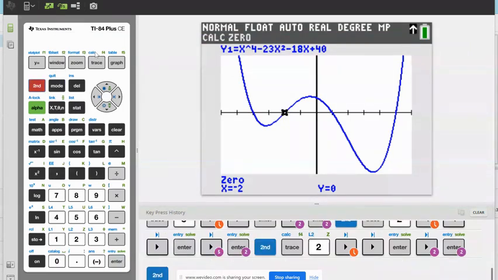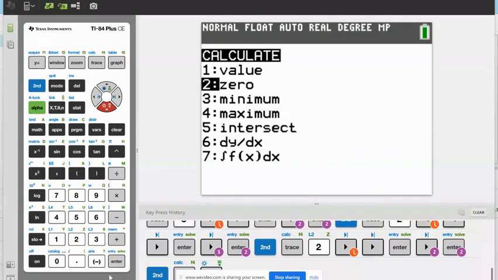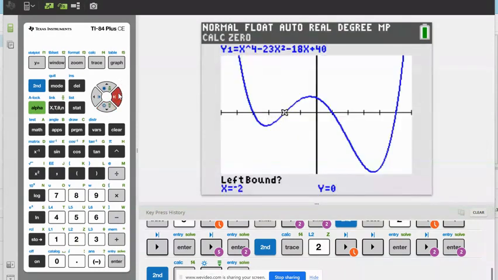Are we ready for the next one? We've got to go back to that second trace again. Enter, enter, and we have 1. You guys find the last one.